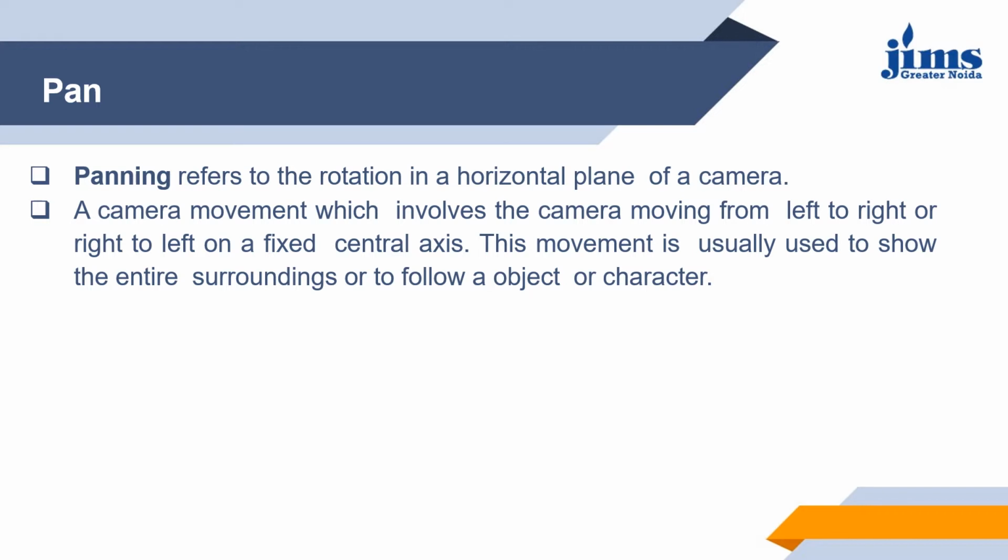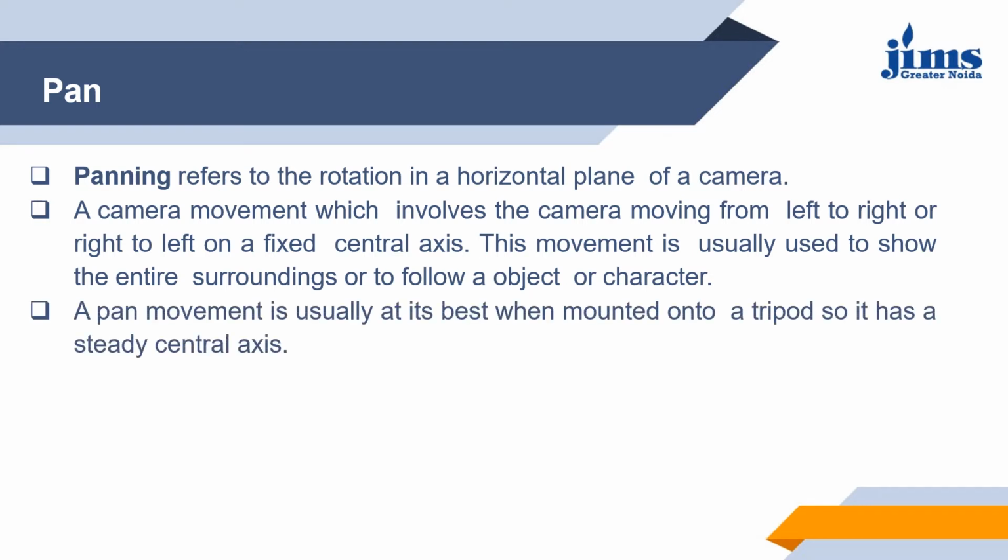Basically, pan movement is, we can say, the horizontal movement of the camera, where the camera is fixed on a tripod and we are moving the camera horizontally from left to right or right to left. A pan movement is usually at its best when mounted on a tripod, so it has a steady central axis.